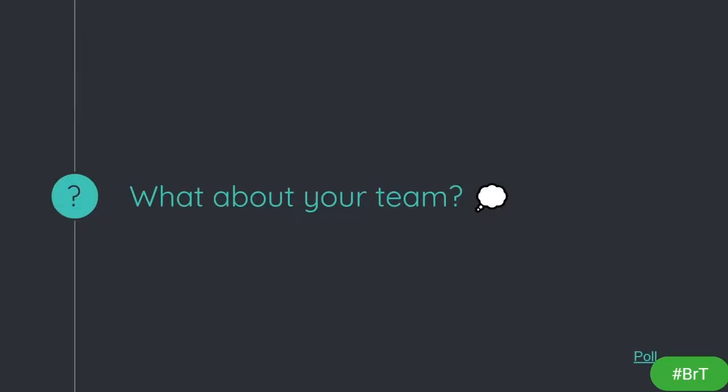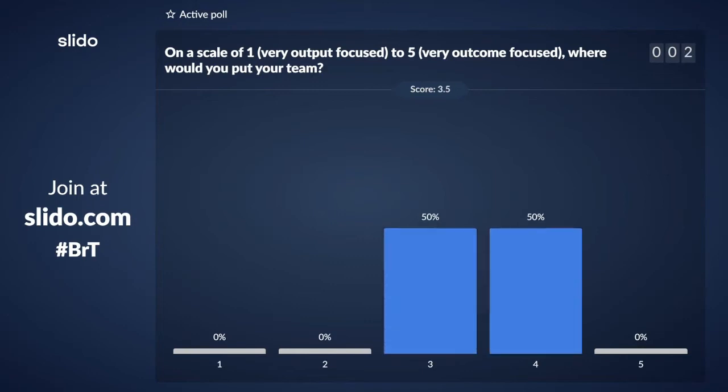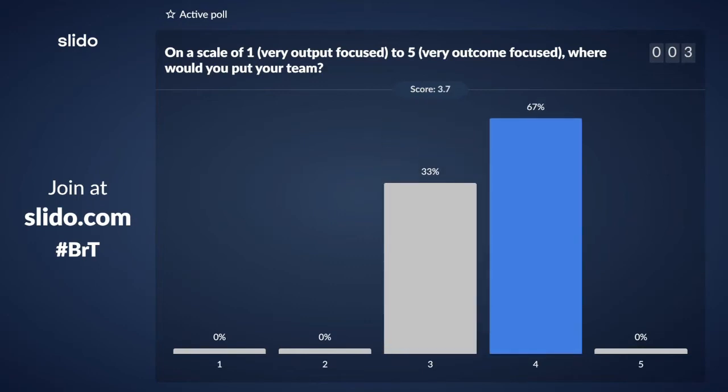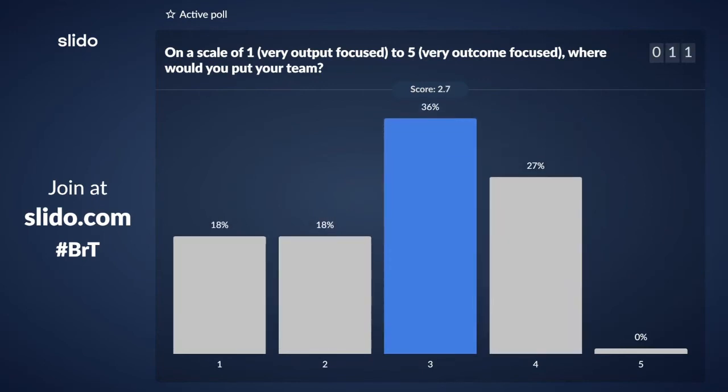So what about yourself or your own team? Where would you put yourself on a scale of being very output-focused to very outcome-focused? Again, I'd like you to go into your phones, you might just need to refresh the screen, and it should come up with the next question, which is, on a scale of 1 being very output-focused to 5 being very outcome-focused, where would you put your team?